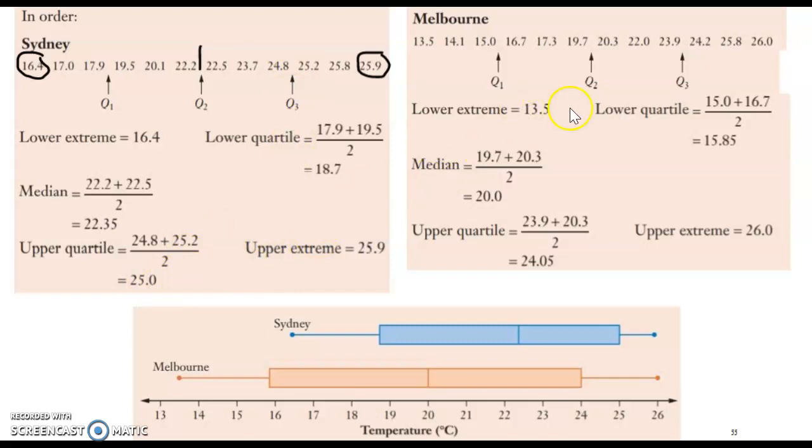Now we've done exactly the same thing with Melbourne. We've got our lowest score, our first, second, and third quartiles, and our highest score, and that's summarized here below there. Have a look down the bottom.